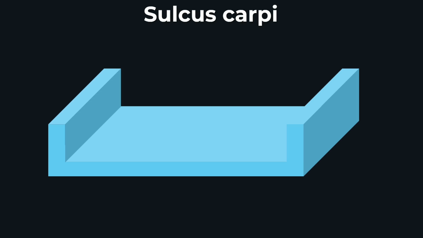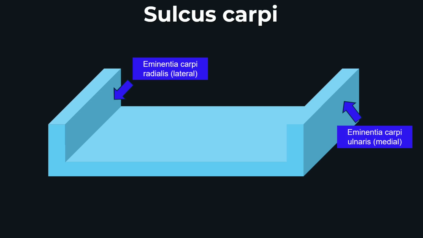When the hand is held with the palm facing upward, the carpal bones form a concave arch. Its base is the bony floor, and its 2 sides rise as the radial and ulnar eminences.